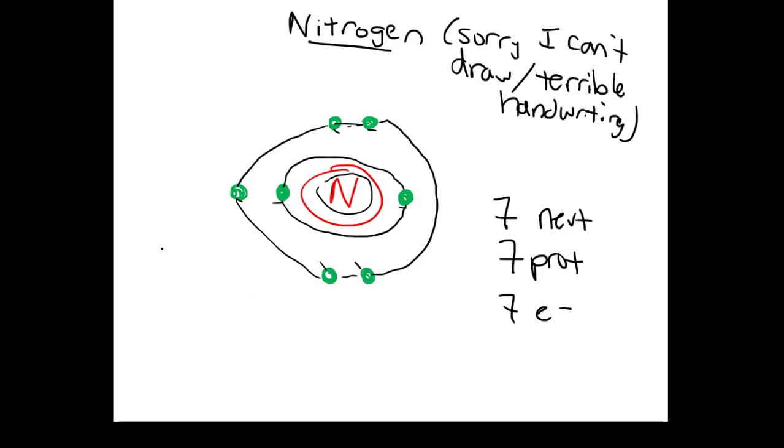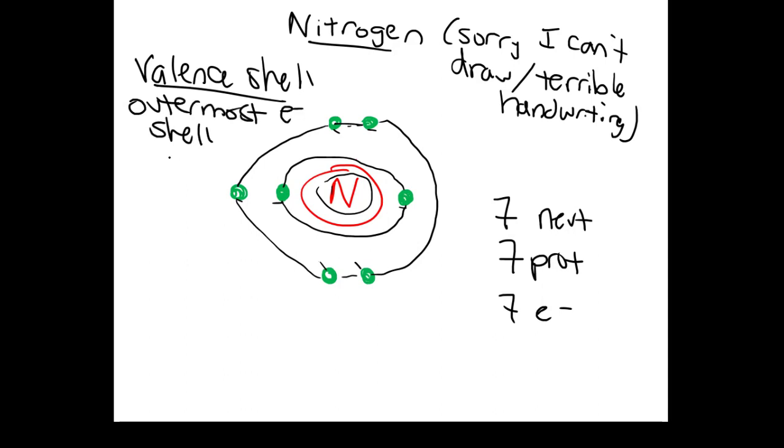Okay, so there's another term that you need to know, and that term is called the valence shell. The valence shell is the outermost shell, the outermost electron shell, I should say. So for example, in nitrogen here, this outside shell held 5 electrons. So that means the nitrogen valence shell holds 5 electrons in it. That's what the valence shell is, the outermost shell.